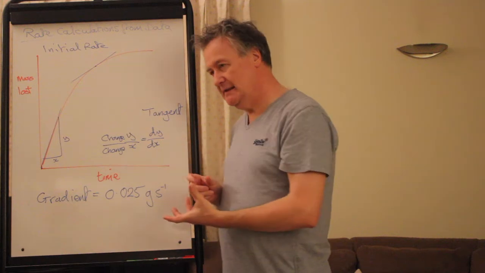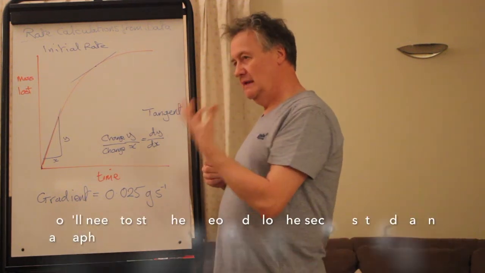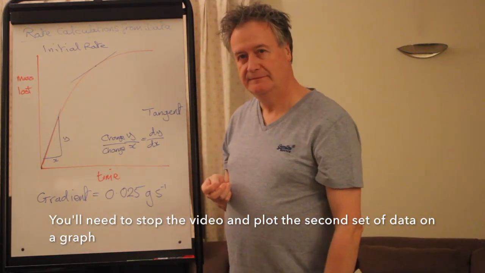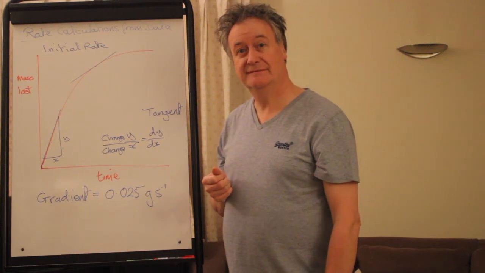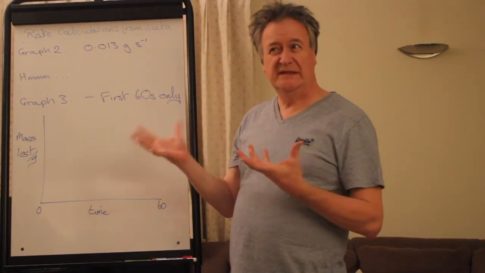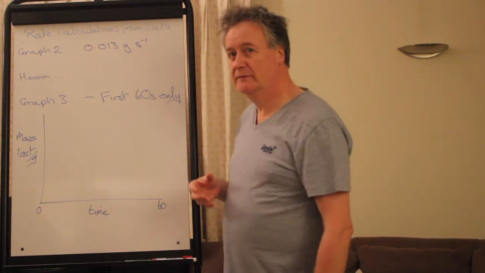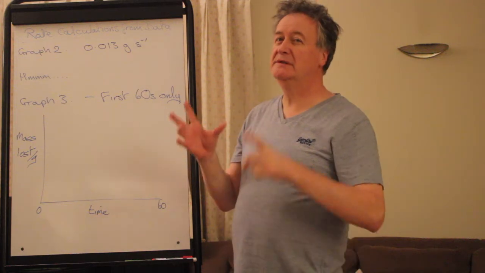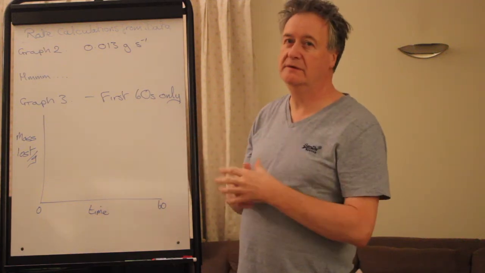Now there is a second set of data, and I want you to plot the second set of data. You'll need a new piece of graph paper. I'll see you after you've plotted the second graph. So when you plot the second one, it has a longer axis on the time, goes up to 12 minutes. You should have got a gradient of 0.013, but it's less likely that you'll get the two gradients exactly what I have than you would like.